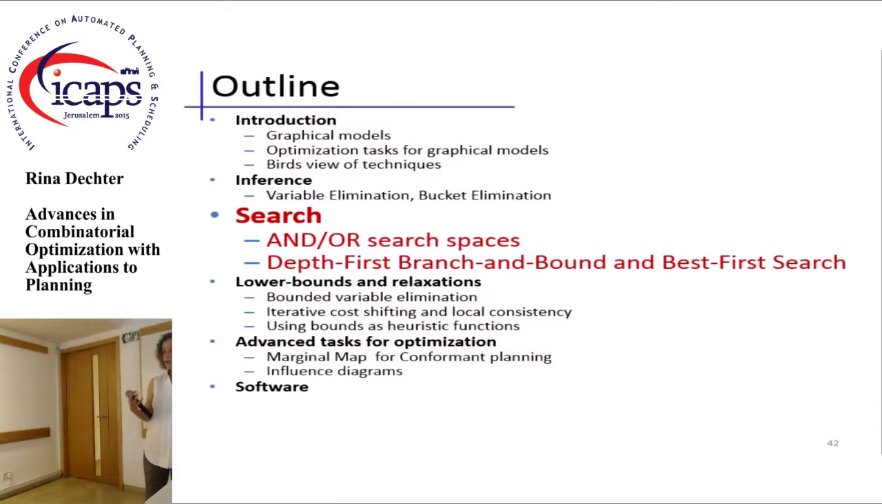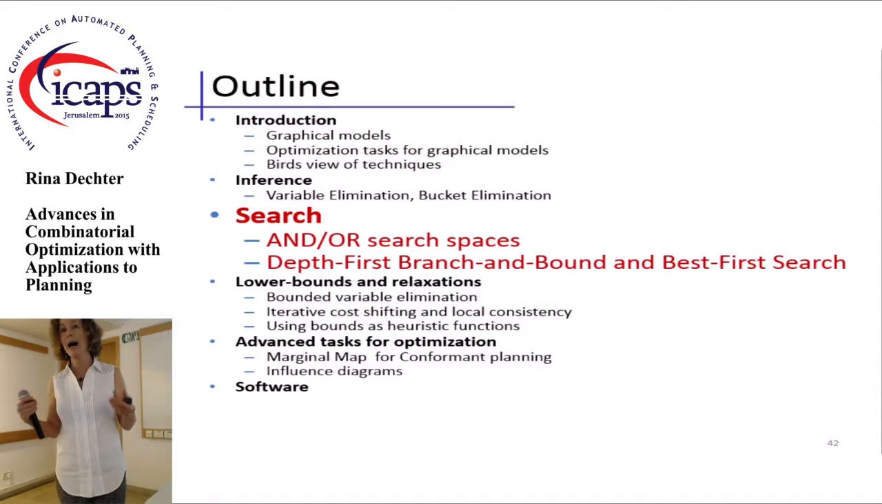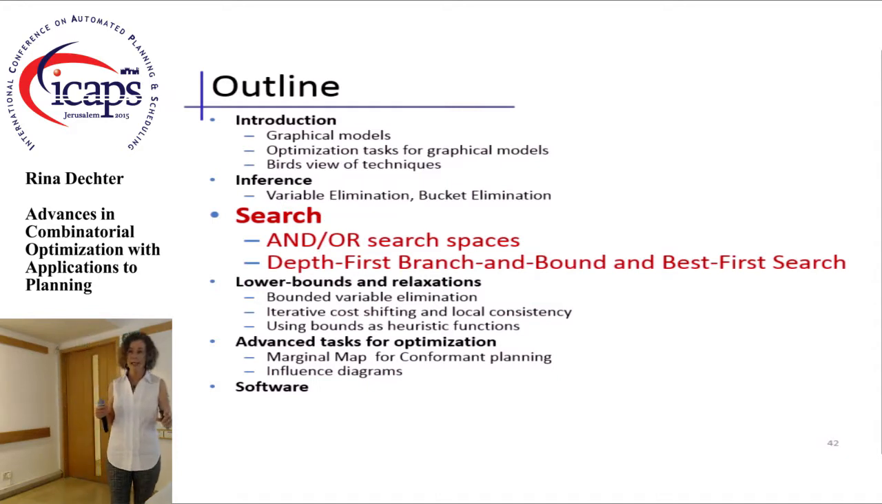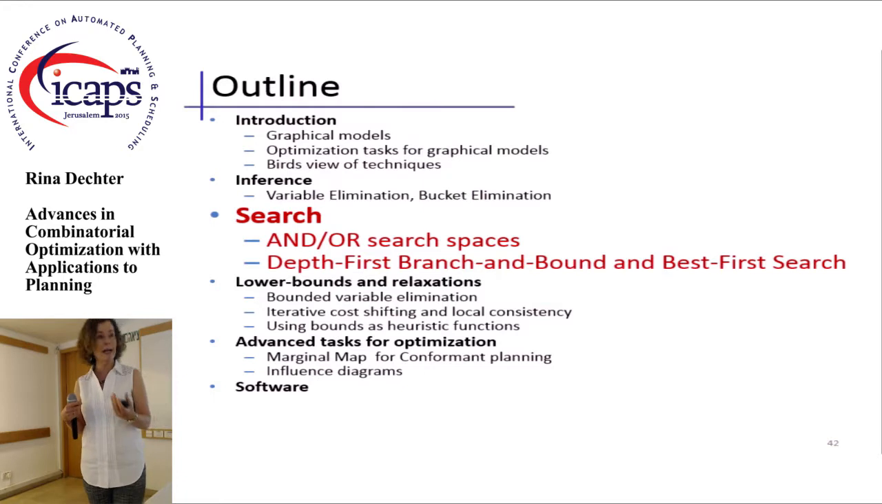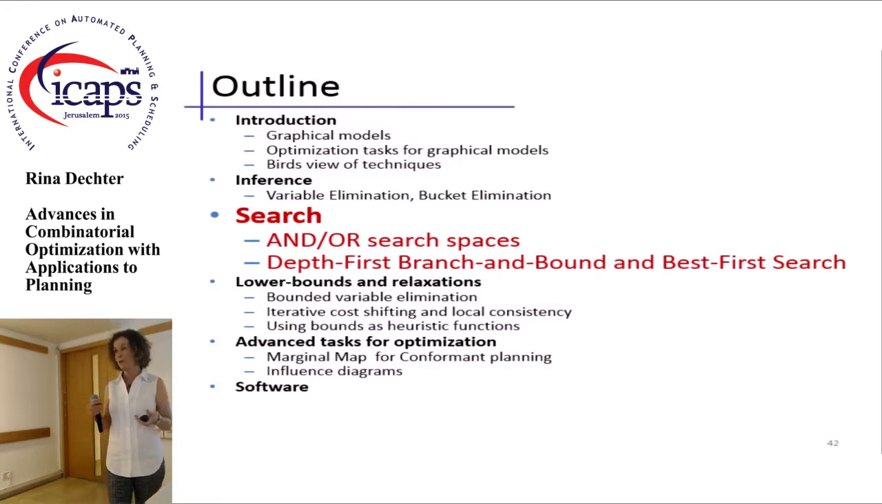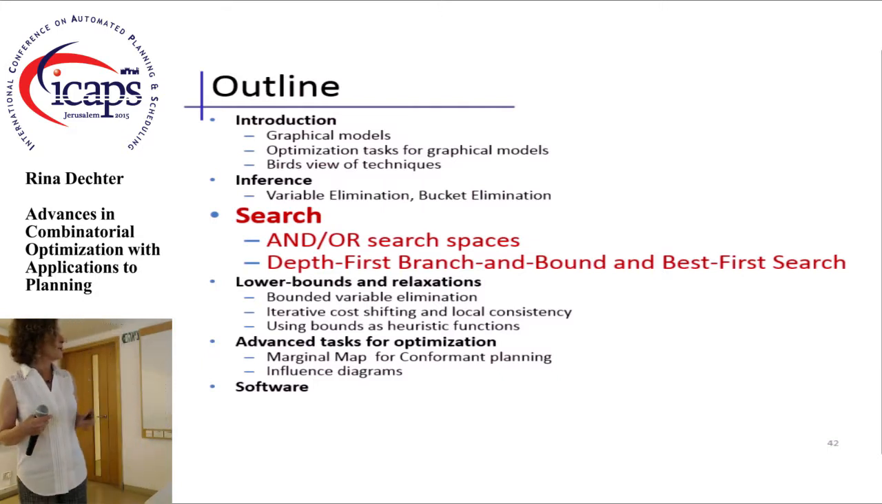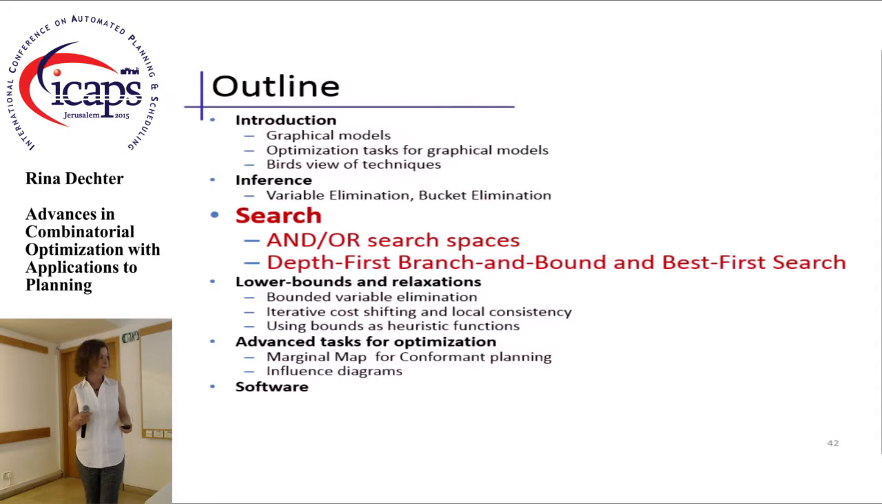So when the graph is too dense, the tree width, no matter what ordering you choose, will be high, and you cannot do it. And memory makes it completely infeasible. Search will allow you to try and to wait for a long time, but at least we will not get stuck because of memory problems. So let's see what search can give us.